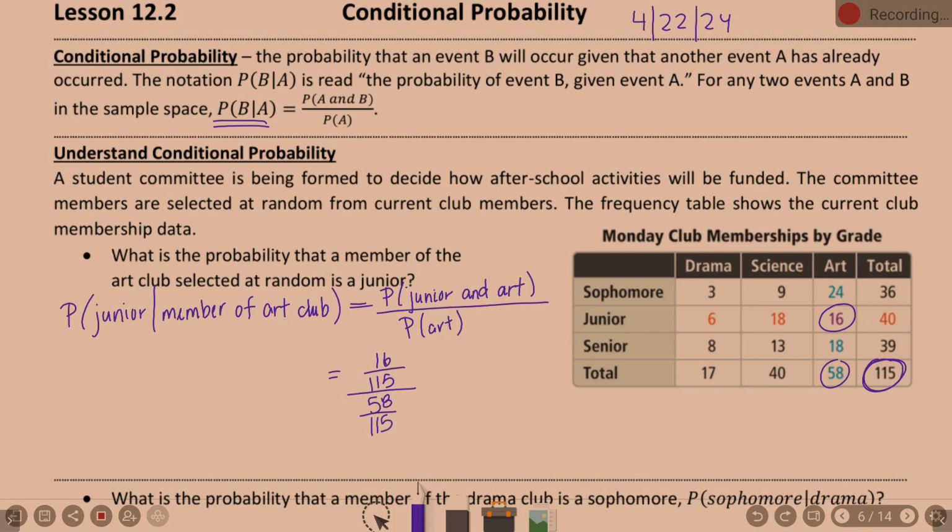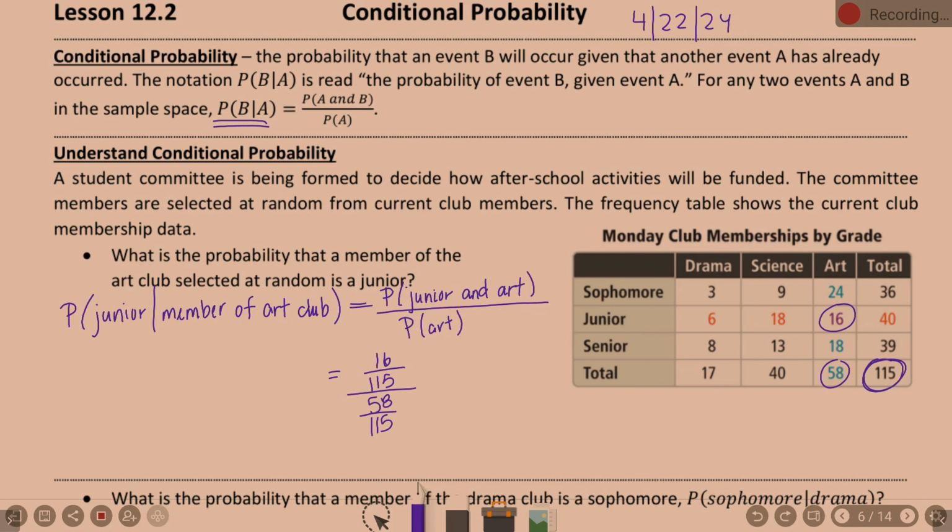Okay. Now, what do you notice there? They both got the 115s there, don't they? Now, officially, the long way is we're dividing fractions. The short way is if the denominators are the same, guess what they're going to do? They're going to end up canceling out.